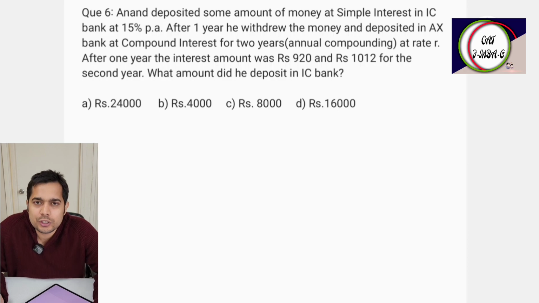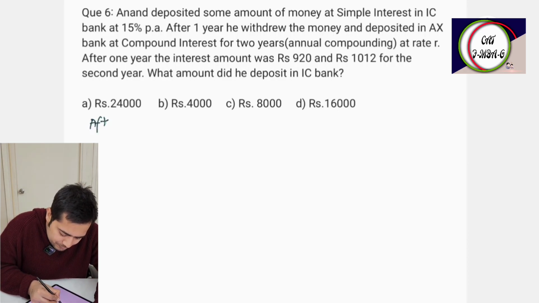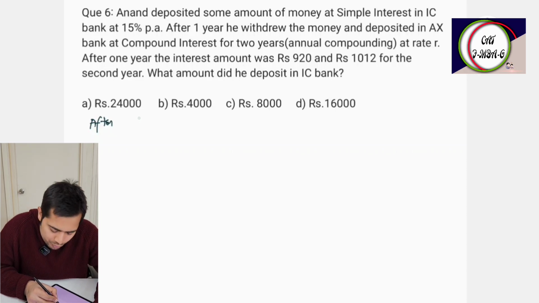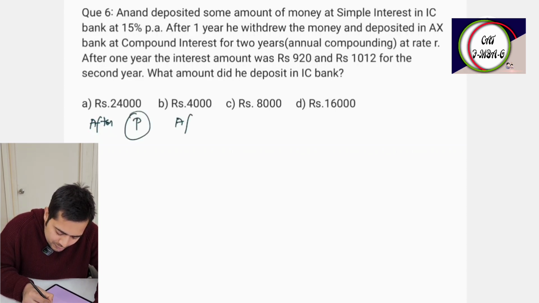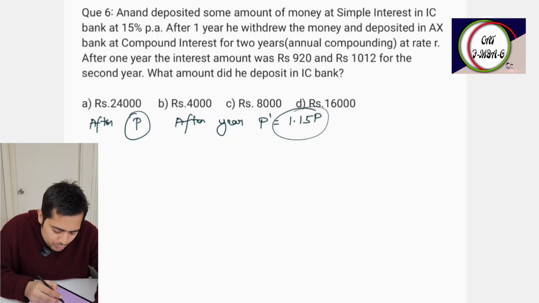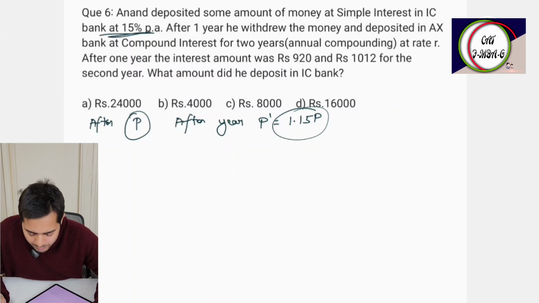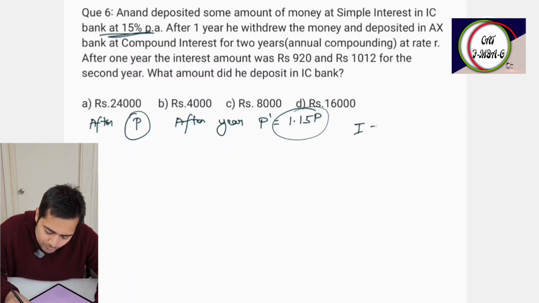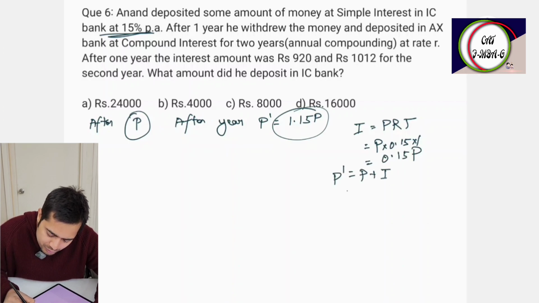So question number 6. In this question, let us say that the original amount we were having is P. So after first year, this P becomes 1.15P, because the rate of interest is 15% per annum and it is simple interest, so I is equal to PRT. So P into 0.15 into T, with T equal to 1, gives 0.15P. So P dash is equal to P plus I is equal to P into 1 plus 0.15, which is 1.15. So I write it directly.